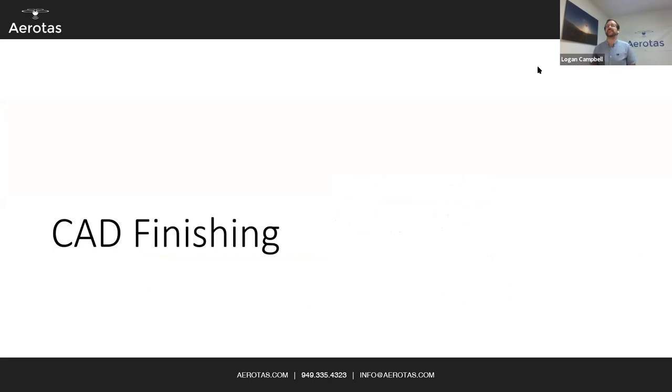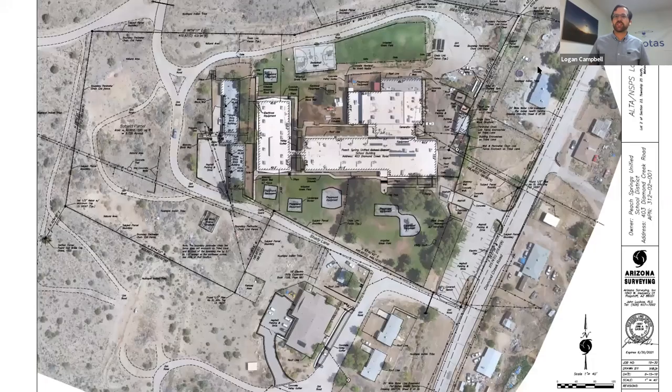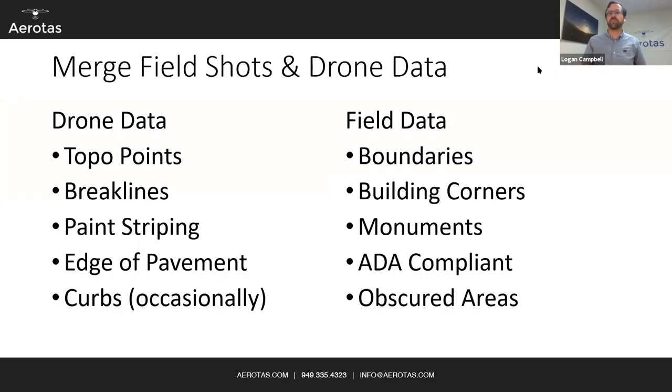Last step of all of this is going to be CAD finishing. Now, CAD finishing is the process of putting it all together into CAD and making it look like a survey, your site culture, your annotations, all of that. First thing is to merge all of your data. Merge your field shots with your drone data.